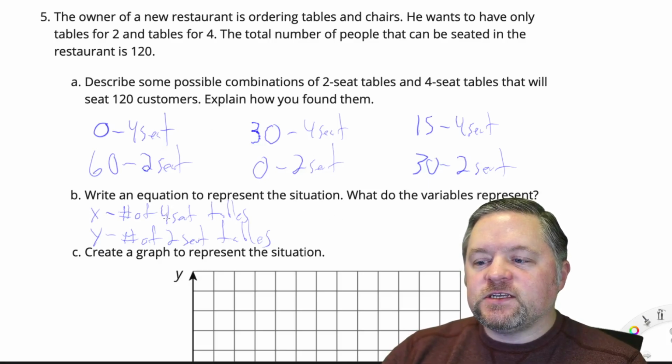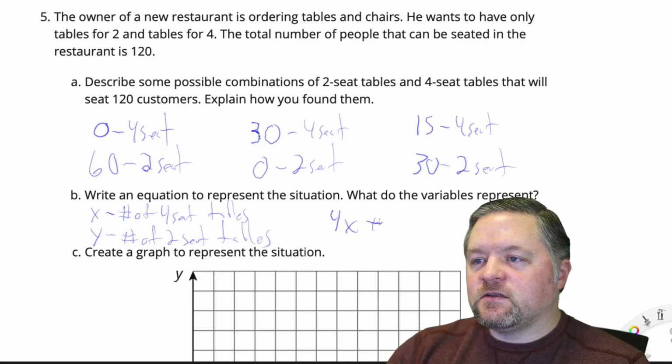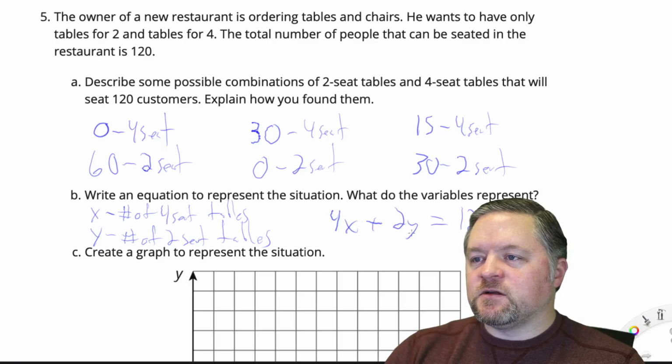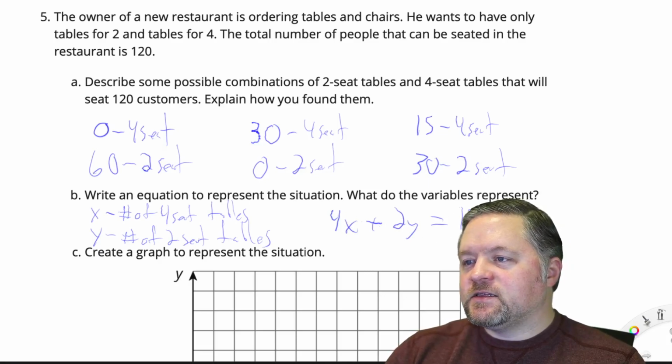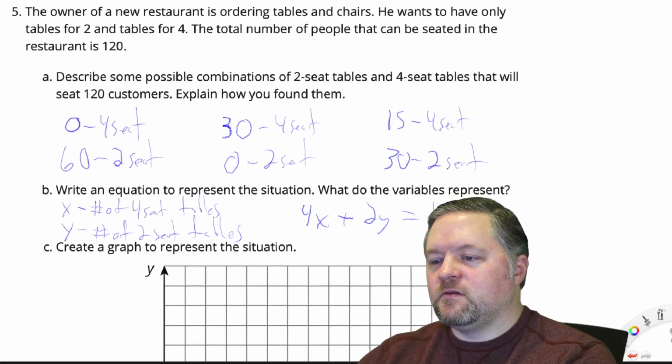Well, each 4-seat table seats 4 people, 2-seat table seats 2 people, so this is going to be 4x plus 2y equals 120. 4 times the number of 4-seaters plus 2 times the number of 2-seaters is 120, which is the total number of people.